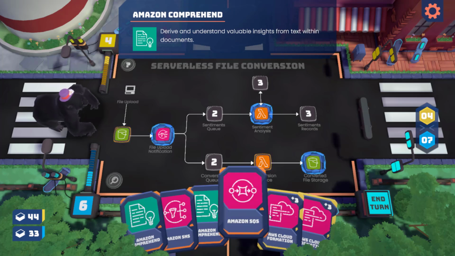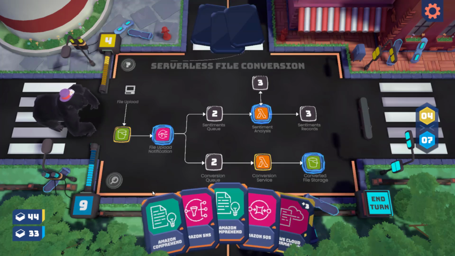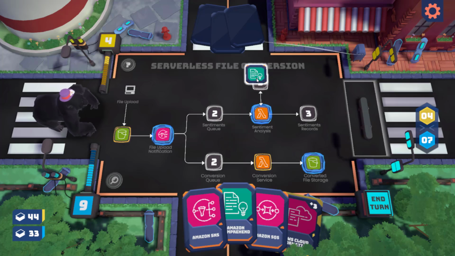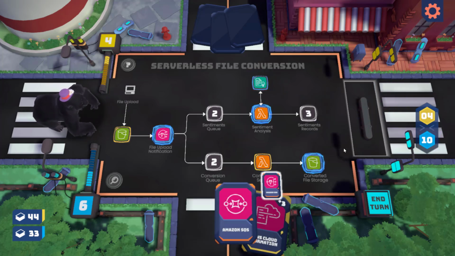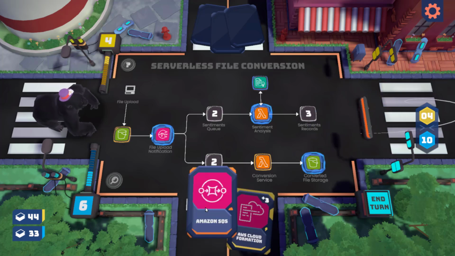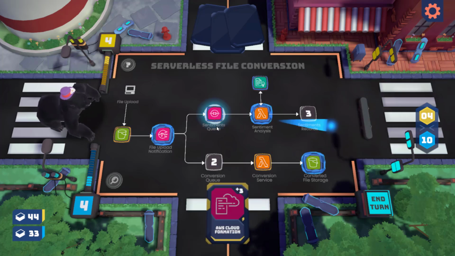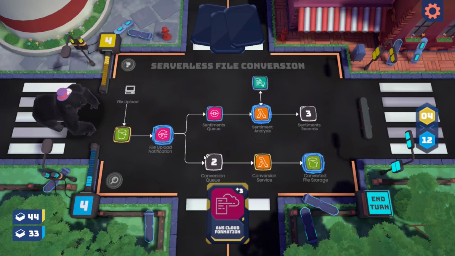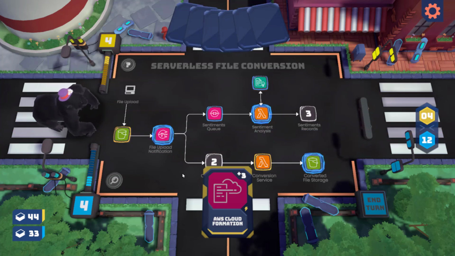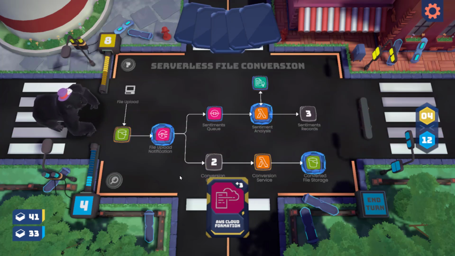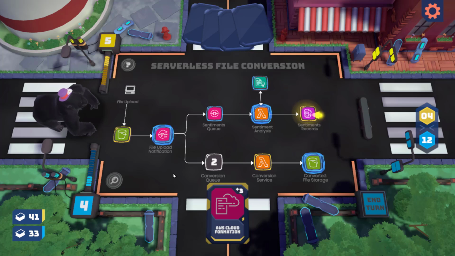I can place this, but my question is, I'm not getting security cards for some reason. We already placed SNS. I don't need this SQS. Let's place it. The thing is, he will steal ours. Even though there is another SQS slot, he will steal ours. Oh, he got a database.